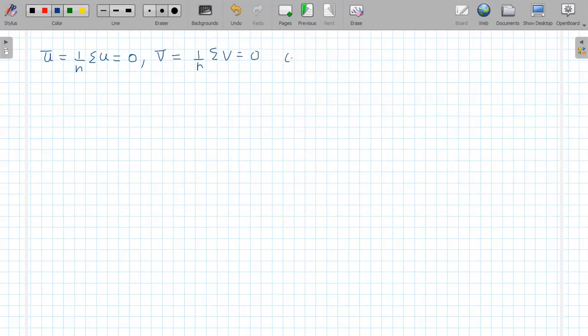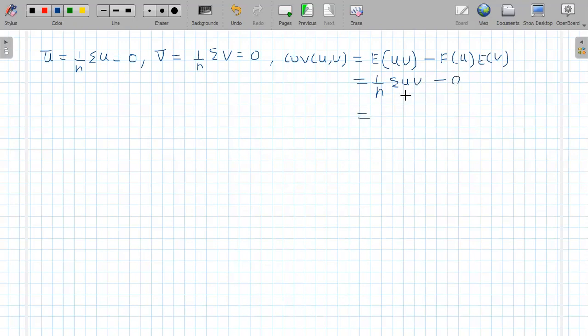Covariance of u and v is the expected value of uv minus the expected value of u into the expected value of v. The expected value of uv means the average value of the products of u and v. The expected value of u into v is 0. If you find the sum of products of u and v, it is 24. So it is 1 upon 8 into 24, which is 3.